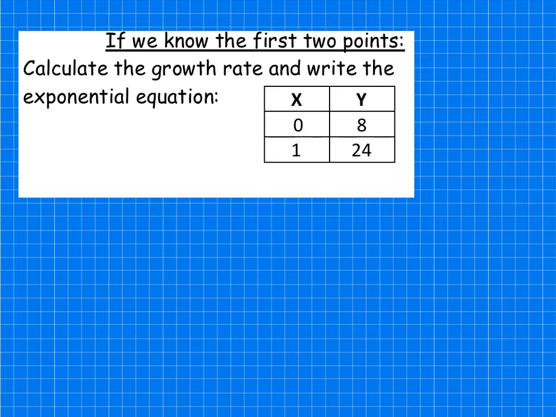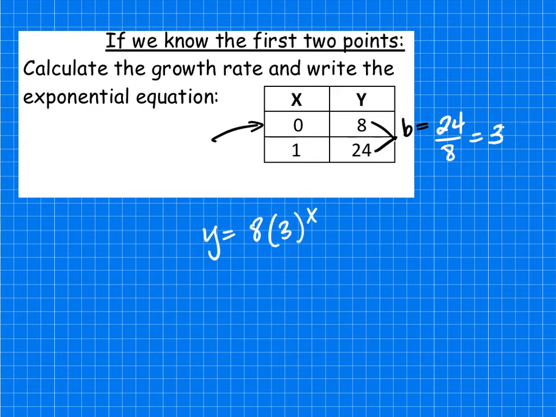Next situation we're going to look at is when we know the starting point and we know the next point. So they're consecutive and you have a starting point. So again, I'm going to take 24 divided by 8. That gives me my growth factor. So 24 divided by 8 gives me 3. So my B value is 3. So then my starting point, right there, where x equals 0, so y equals 8 times 3 to the x. So simple enough if I know the first 2 points.